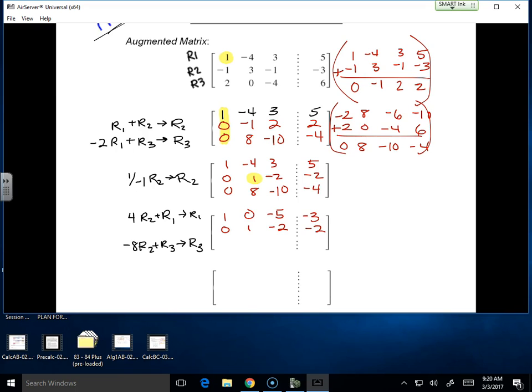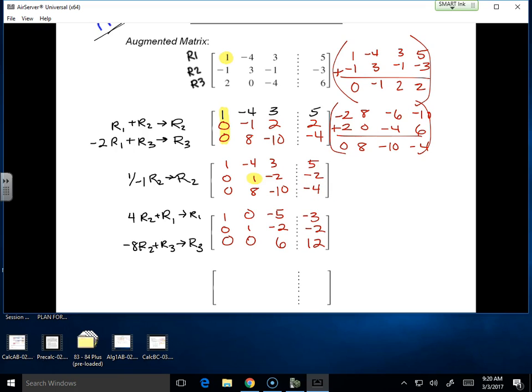For row 3, I'm taking row 2, multiplying each entry by -8, adding to row 3. So, what's 0 times -8 plus 0? 0. What's -8 times 1 plus 8? 0. What's -8 times -2 minus 10? That's -8 times -2. That's positive 16. 16 minus 10 is 6.